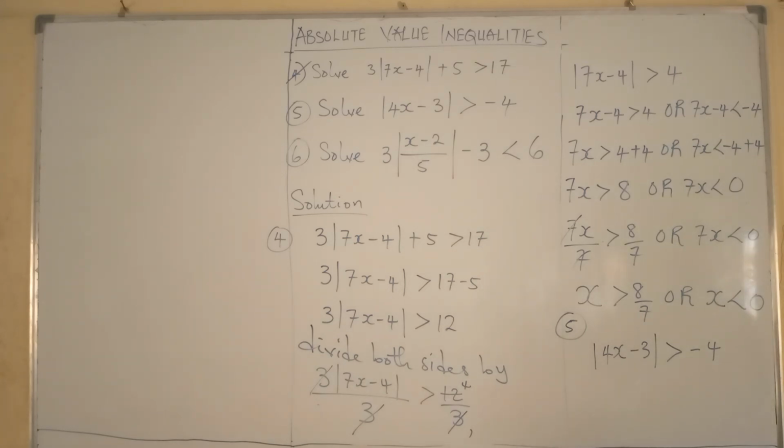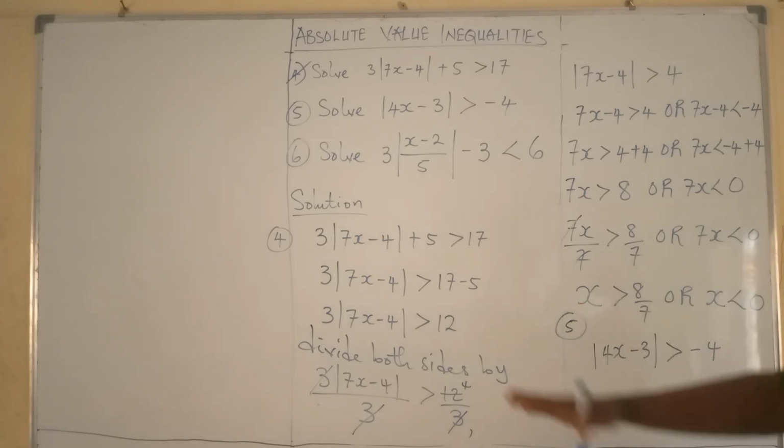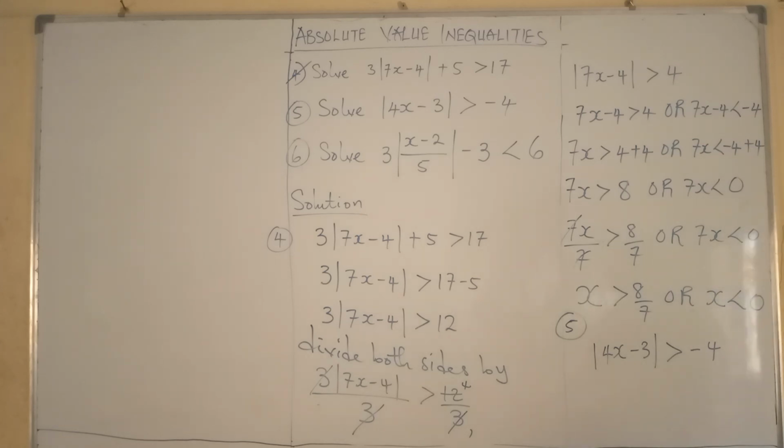Looking at this one, the solution is all real values of x. Why is this so? For any value of x that you put here, the statement will be true. So the solution to this is all real values of x. In fact, the answer is from negative infinity to positive infinity. That's the answer: all real values of x.